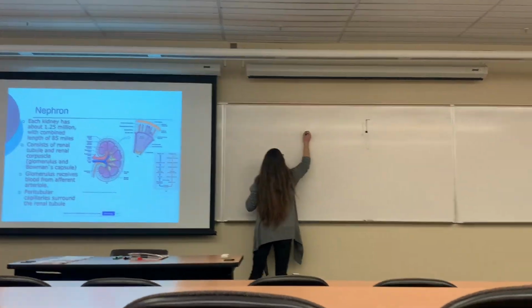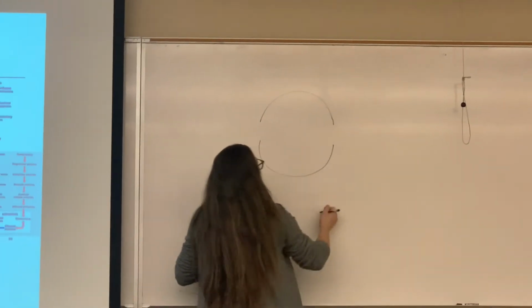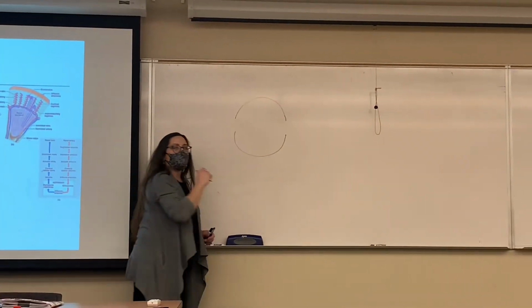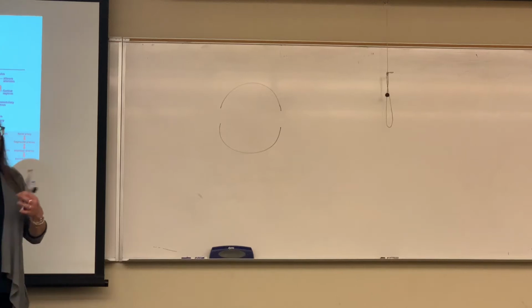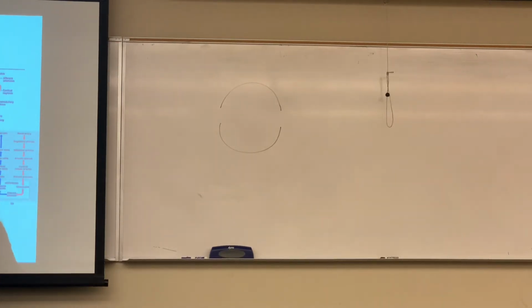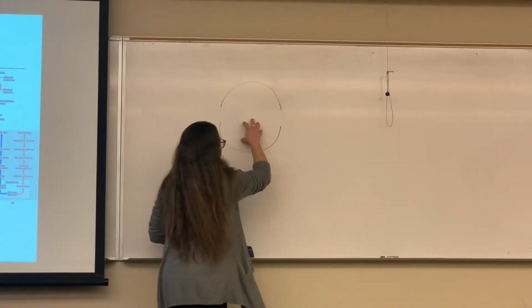Draw Bowman's capsule. And I will come back and put the glomerulus in when we start drawing blood, because the glomerulus is capillaries, so it's part of your blood vessels. So we'll come back and do that in a minute. Okay, so this one is Bowman's capsule.